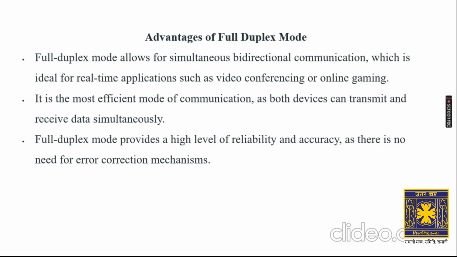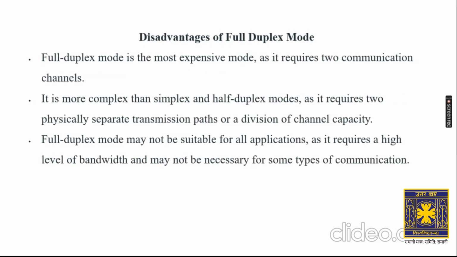It is the most efficient mode of communication, as both the devices can transmit and receive data simultaneously. So you have to keep that in mind. And full duplex mode provides a high level of reliability and accuracy, as there is no need for error correction mechanism. Now let us go through the disadvantages.